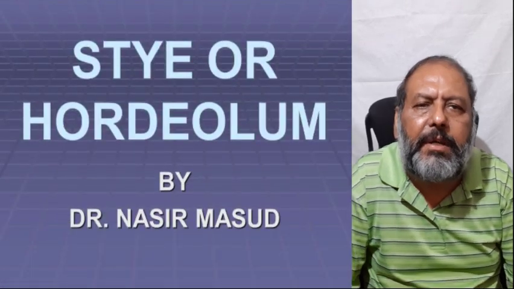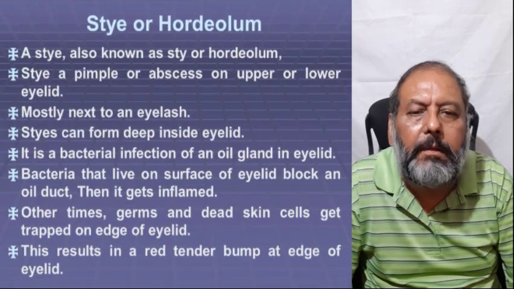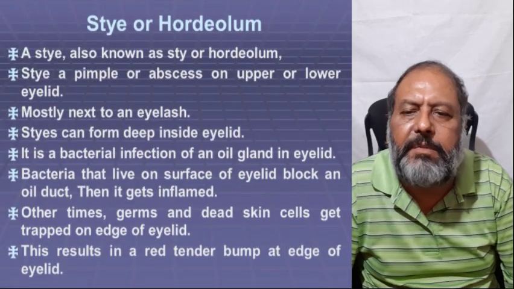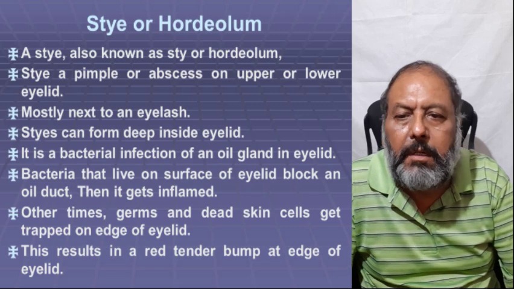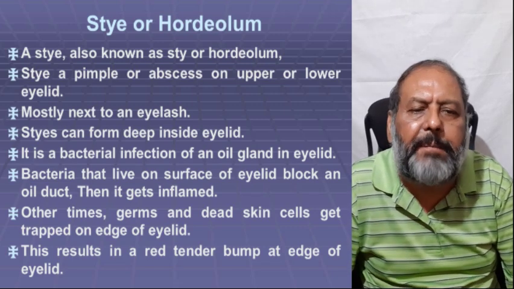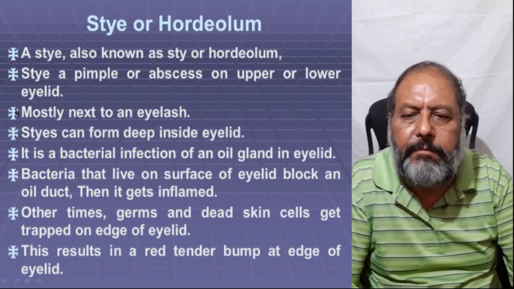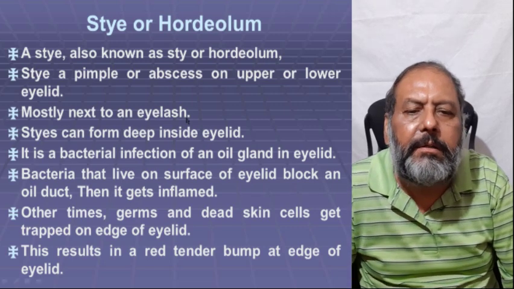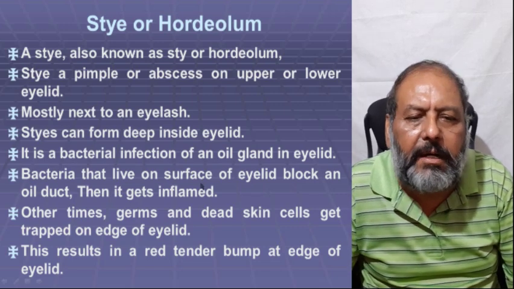The topic of today is stye or hordeolum. A stye is a pimple or abscess on the upper or the lower eyelid, mostly next to an eyelash. Styes can form deep inside the eyelid.